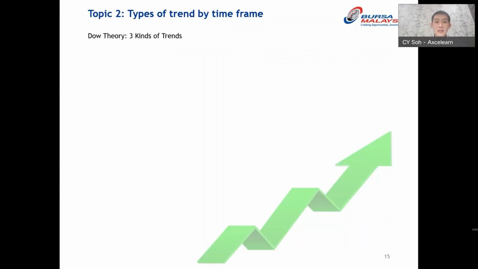there are generally three kinds of trend. Can you let me know what are the three types of trend? Okay, I repeat my question. Do you know what the three types of trend are? If you know, type in the chat box. Let me see your understanding, whether you get it correctly or not. What are the three types of trend that you know?